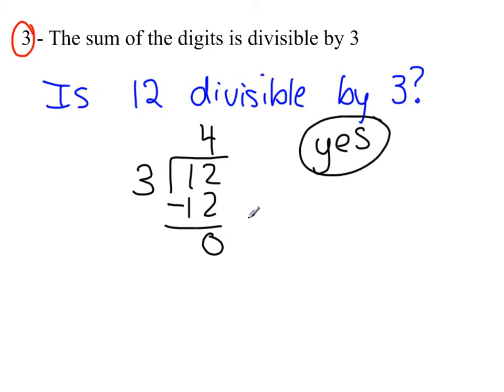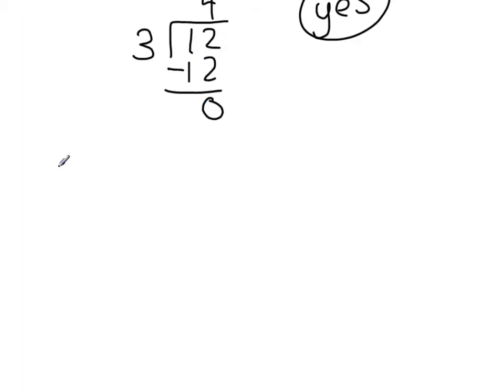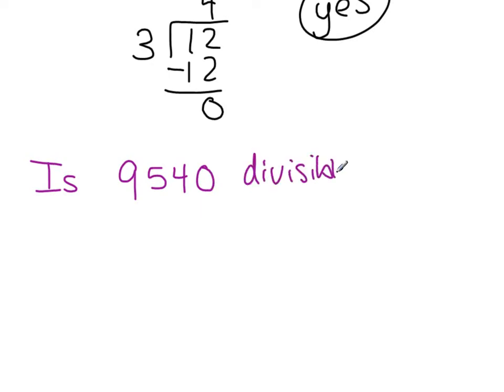But let's say we had a little bit more complicated of a number. Let's get a little bit scary. Let's say we had to ask, I don't know, 9,540, let's see, yeah, let's just make it that, 9,540. That'll be nice. So we're asking, is this number divisible by 3?